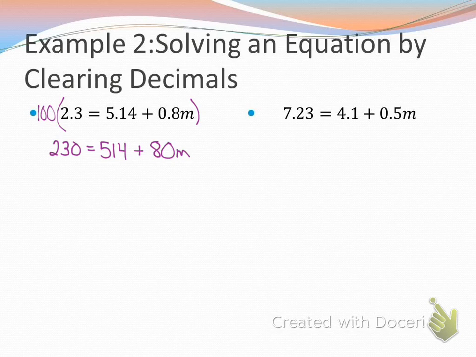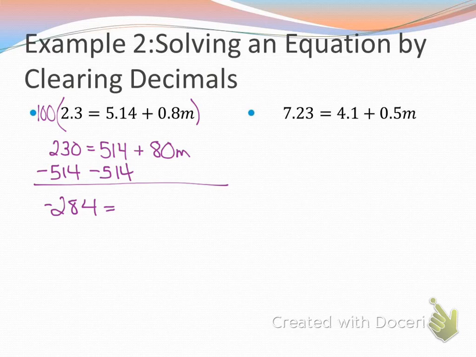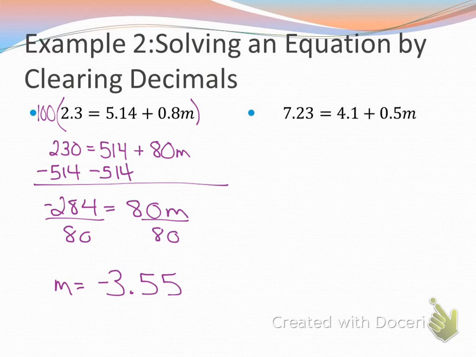Now I want you to solve your two-step equation. So what do you do next? Subtract 514 from both sides. And what do you get? -284 equals 80m. Divide both sides by 80. And m equals -3 and, okay, so you could have said -3 and 55/100ths, or you could have said -3 and what? 11/20. Either one.